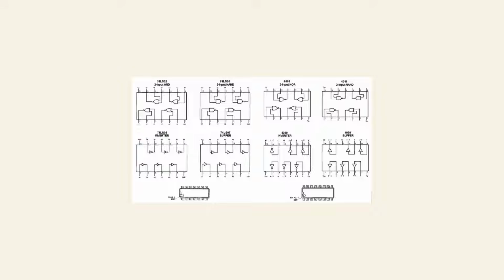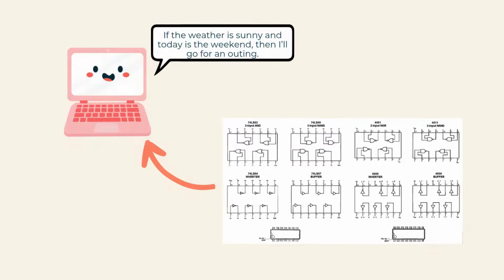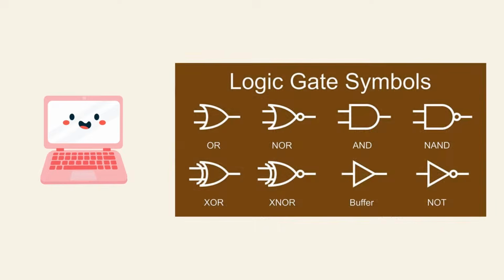These gates seem simple, but they can construct all types of logic. Let's take an example. If the weather is sunny and today is a weekend, then I'll go for an outing. This is essentially an AND logic gate. Computers are constantly performing this kind of logical judgment. They use circuits to replace the yes or no thinking our brains do, and logic gates are the most basic grammar in the world of 0s and 1s.